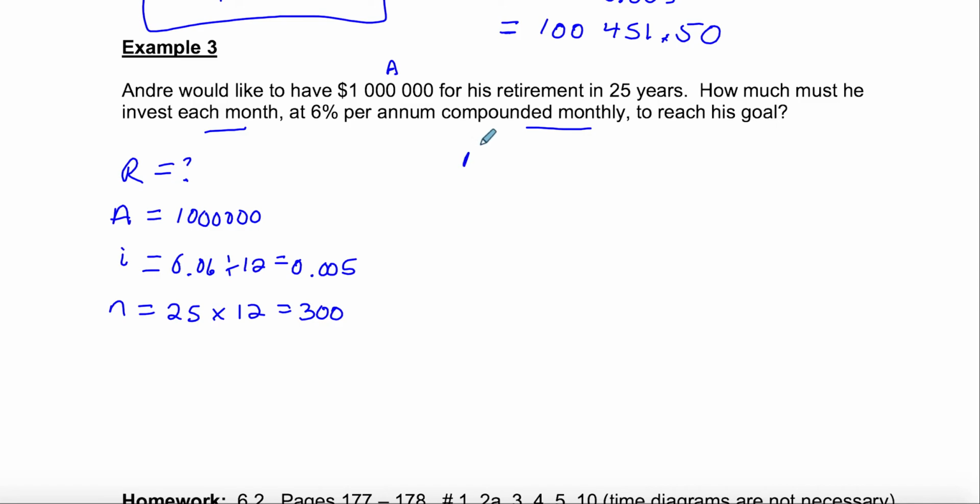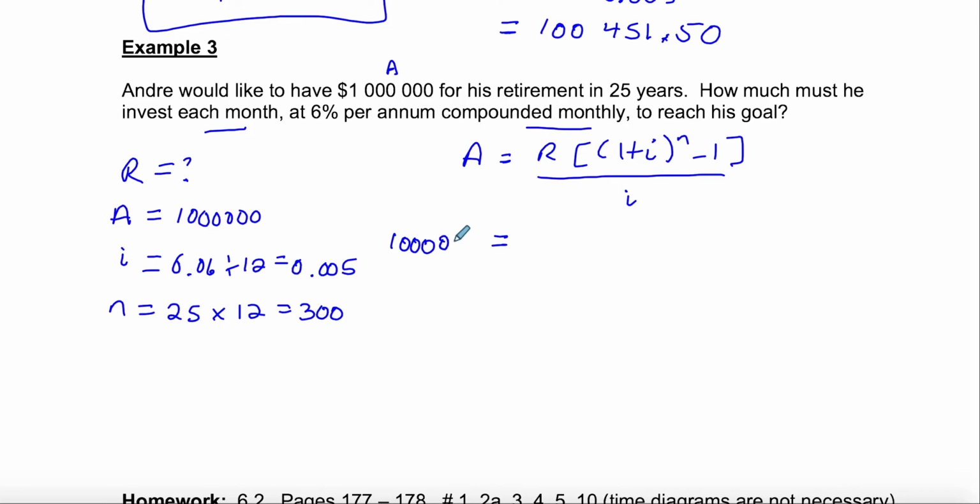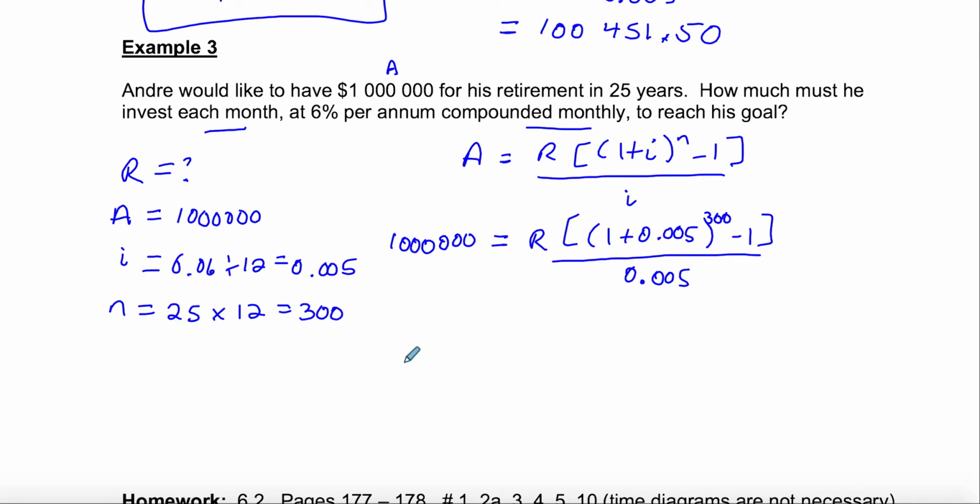So I'm going to use the same formula. This time I know the final amount, so I'm going to sub in for A, which is $1 million, on the left-hand side. The R is what I don't know, so let's just leave that unknown for now. 1 plus 0.005 for my interest, 300 payments, minus 1, divided by 0.005.